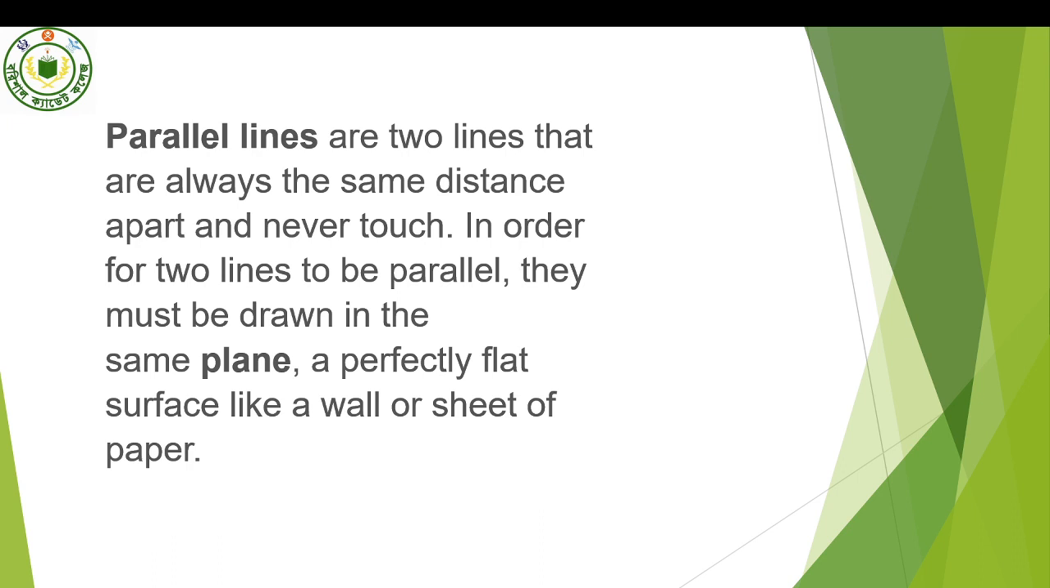Parallel lines are two lines that are always the same distance apart and never touch. In order for two lines to be parallel, they must be drawn in the same plane. For example, a perfectly flat surface like a wall or sheet of paper.